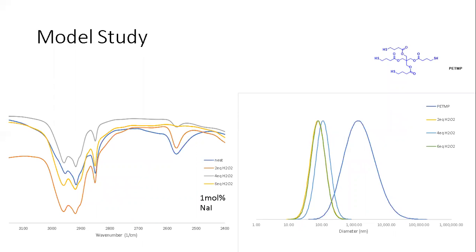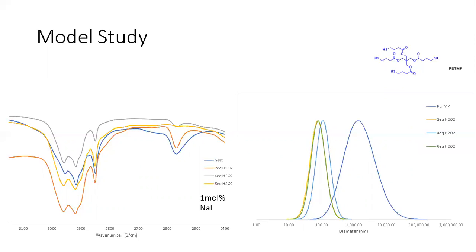For this, we decided to use a model study. This was just taking PET-MP, which is all just thiols, adding it as 10% in a continuous phase with 10 millimolar SDS, and then oxidizing it with our first solution of 1 mole % sodium iodide, and then adding in equivalents of hydrogen peroxide. As you can see on the left, once we get up to about 6 equivalents of hydrogen peroxide, we have near full conversion.